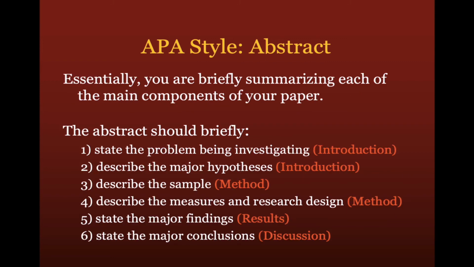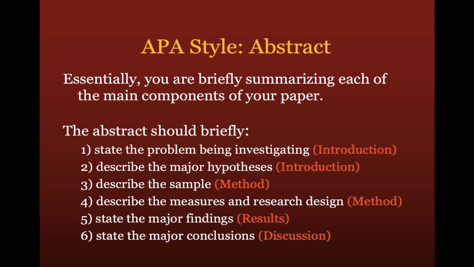So I talk about the abstract at the end because I feel as though you can use some of the information that you report in the other parts of the paper in your abstract. So for example, part of the abstract, you're going to want to state what the problem is, right? So you can pull that from the intro of your paper. You want to give the reader a sense of what the major hypotheses were. Again, that can come from the intro.